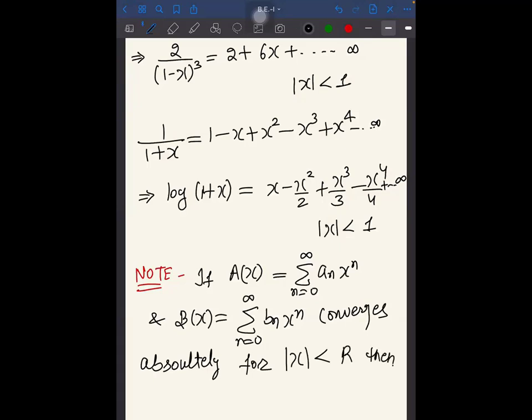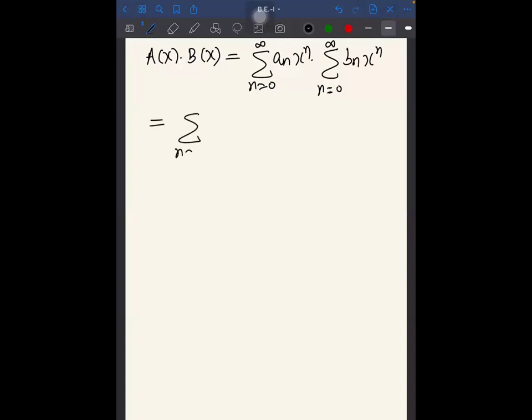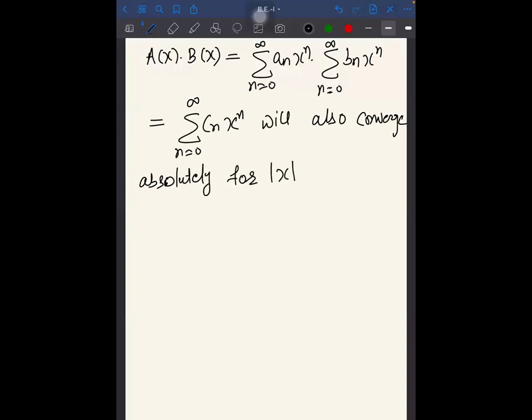Then our new series is A(x) times B(x). That means the summation n runs from 0 to infinity of a_n x^n times the summation n runs from 0 to infinity of b_n x^n, which would be the summation n runs from 0 to infinity of c_n x^n, will also converge absolutely for mod x less than R. Are you getting this?